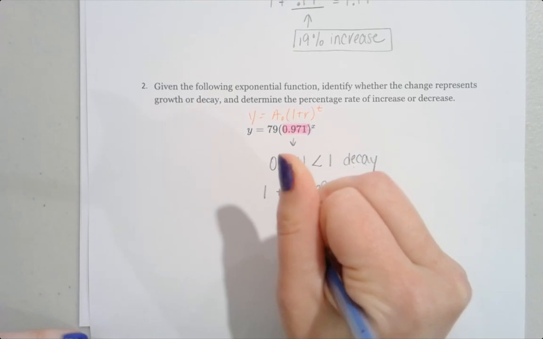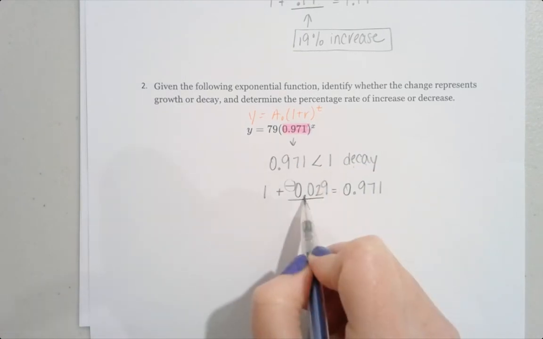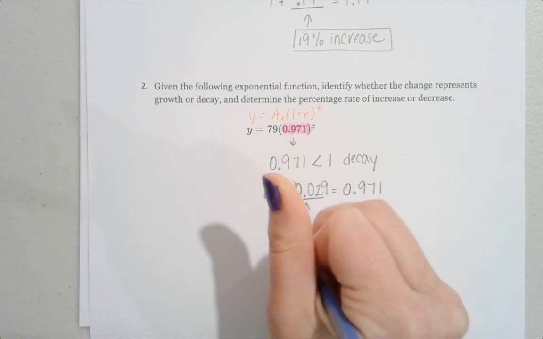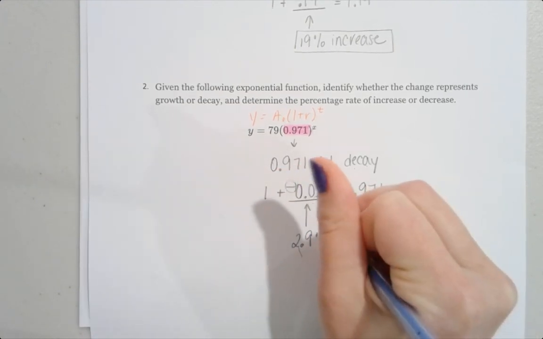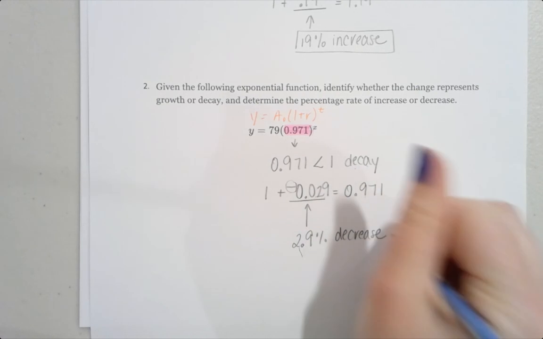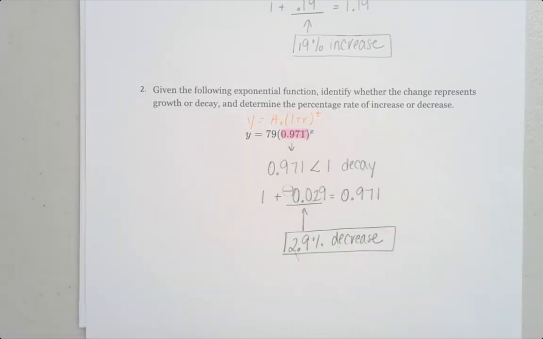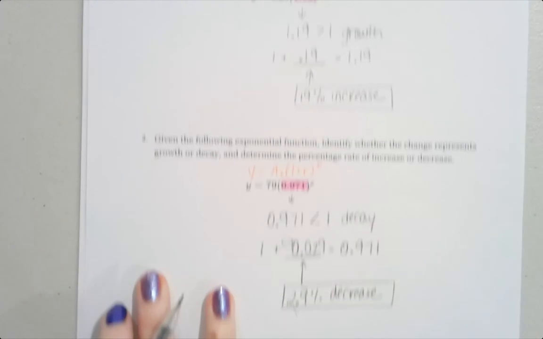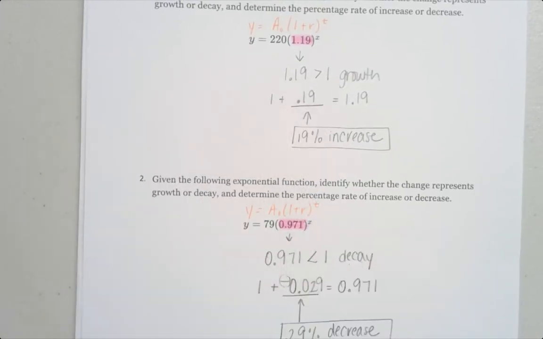We do need to turn this into its percent value instead of its decimal value. So we're going to move this over twice, and we're getting 2.9% decrease. There you go. So again, when you are increasing or growing, you're going to add your rate as a decimal. And when you are decaying, you are going to be subtracting your rate as a decimal.